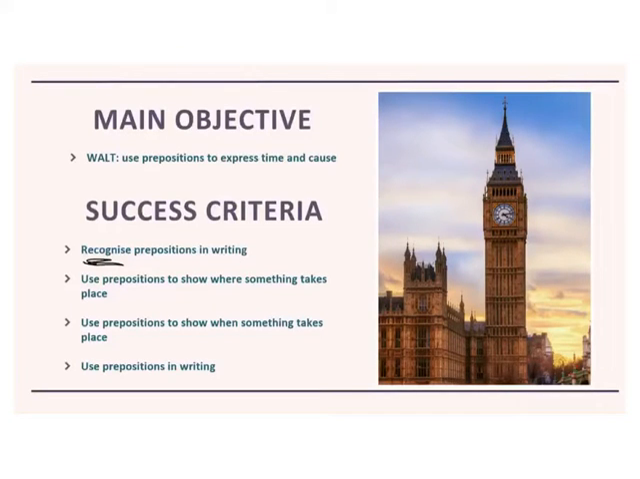So the main objective today is to use prepositions to express time and cause. We want to be able to recognise these prepositions, and we want to say where and when something happens or takes place in relation to something else. And we want to use those prepositions in our writing. So, let's have a look and find out what a preposition actually is. I've got some text here.